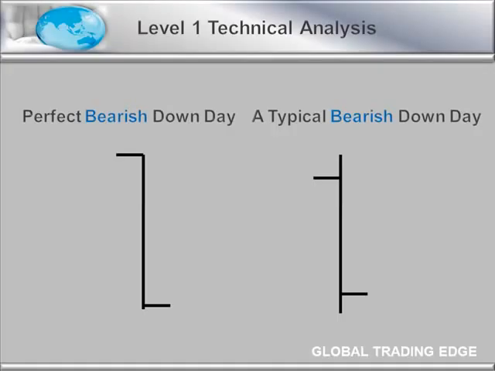On the right hand side, you can see we've got a typical bearish down day. Again, break this into thirds. You can see that we've got the high, the low, the open, and the close. And you can see it opened in the top third and it closed in the bottom third. That is what we call a typical bearish down day. If we had it open and close in the middle third section, that's what we call indecision. If it opened in the middle third and closed in the bottom third, again, that is not classed as a bearish down day.